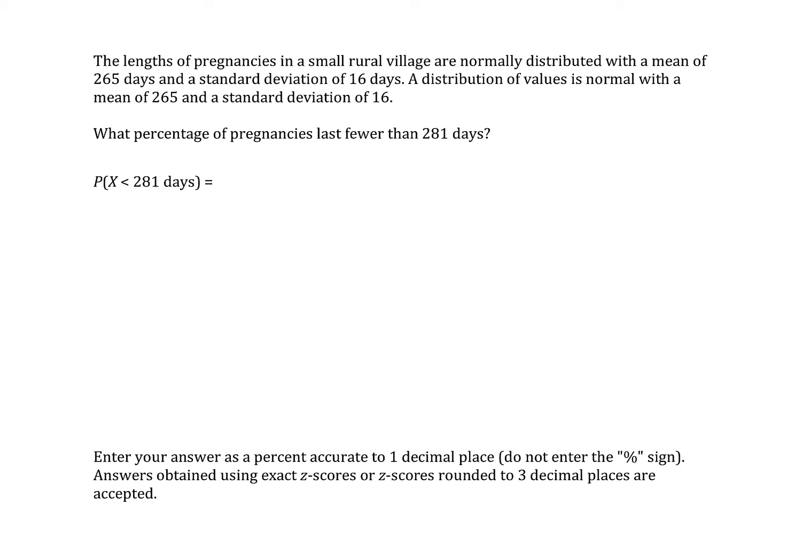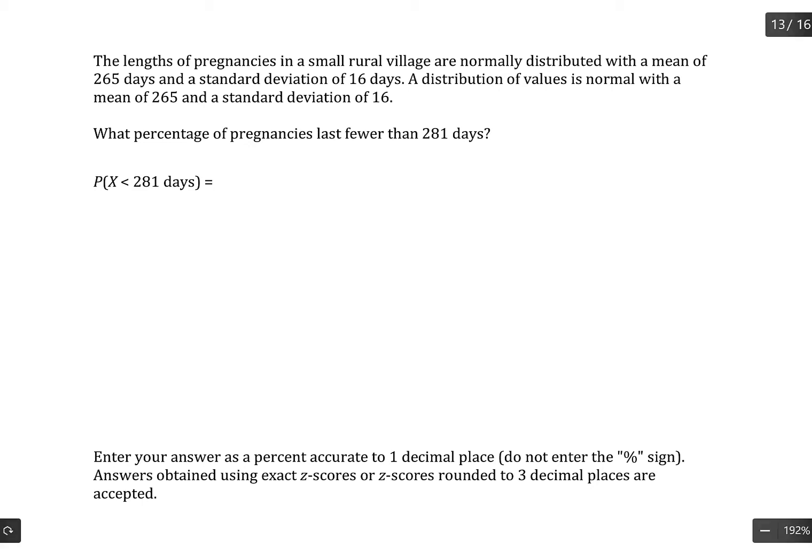The lengths of pregnancies in a small rural village are normally distributed with a mean of 265 days and a standard deviation of 16 days. A distribution of values is normal with a mean of 265 and a standard deviation of 16. What percentage of pregnancies last fewer than 281 days?